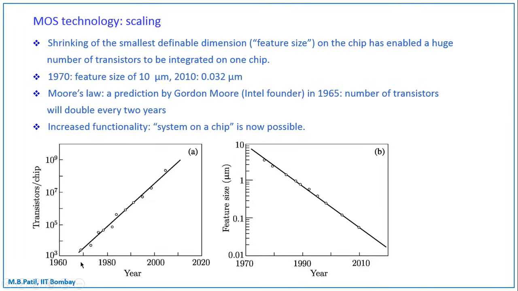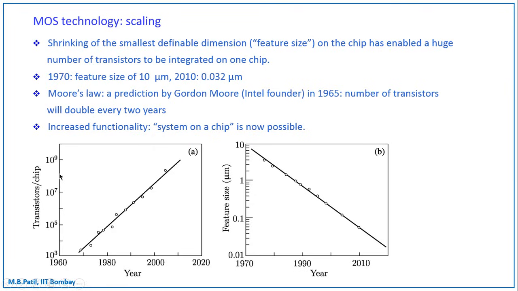In the 1970s, we were talking about a few thousand transistors per chip, and now around 2010 here, we are talking about a much larger number, something like 100 million transistors per chip. So this increase is really very dramatic.